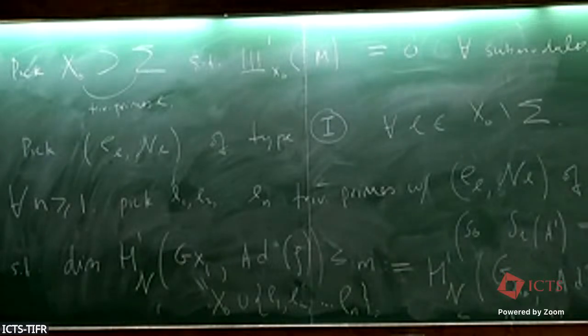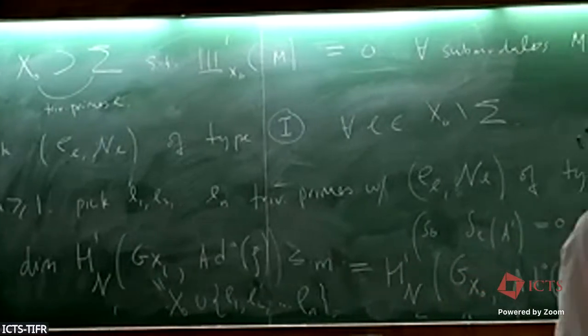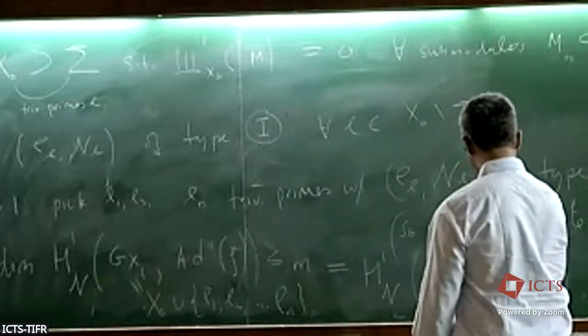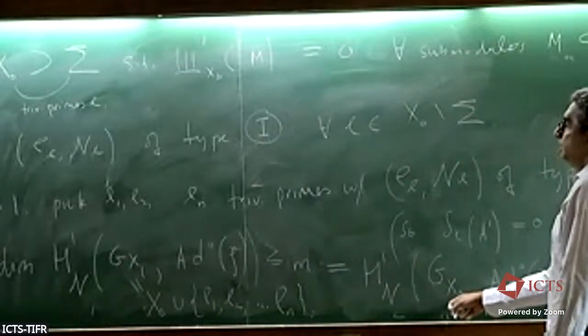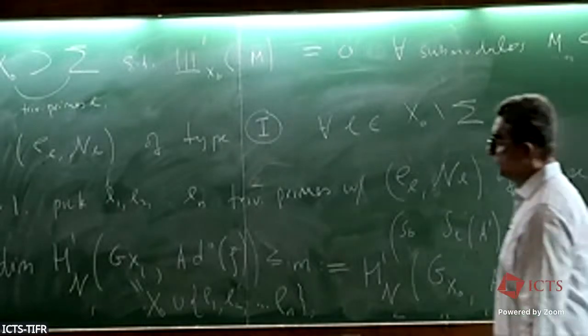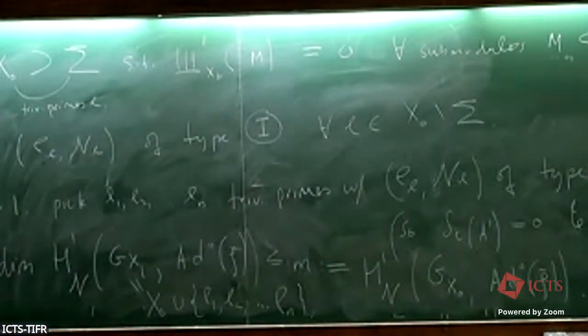Okay, so this is a technical point that you need to pick these trivial primes such that this particular Selmer group is bounded by something which purely depends on rho bar and maybe a few more primes which kill some Sha. Okay, so that's the preparatory step. Now we can start lifting.